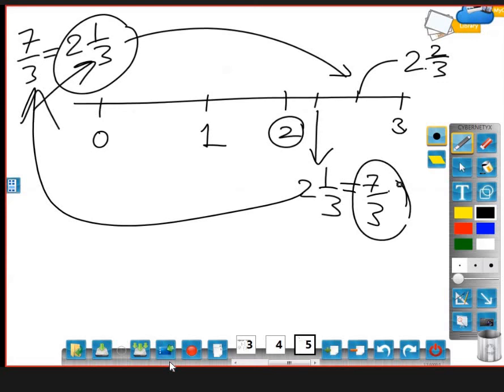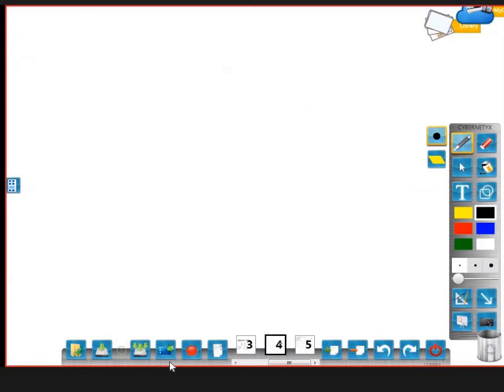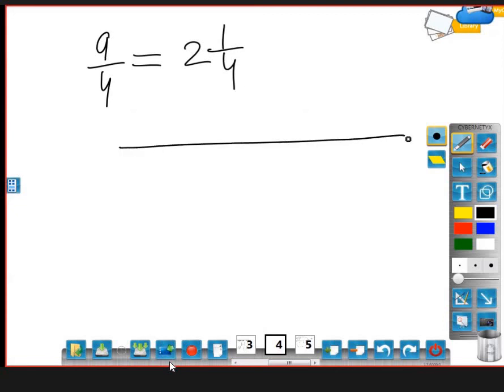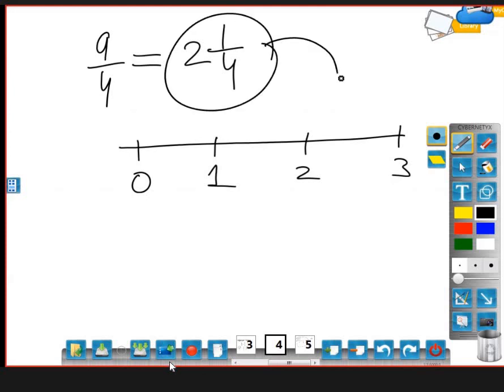I can show you one more example, 9 by 4. First we convert it into a mixed fraction. If you convert it into a mixed fraction, you will find 2 1 by 4. How do we represent it? We draw a line. Then we draw 0, here is 1, here we have 2, here we have 3. So this number lies between 2 and 3.